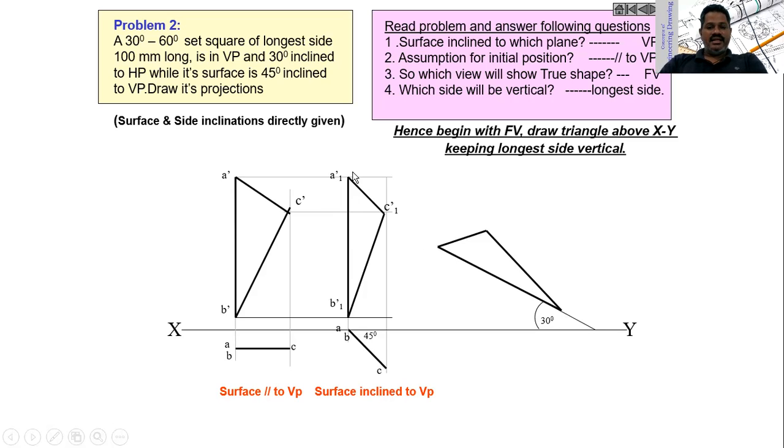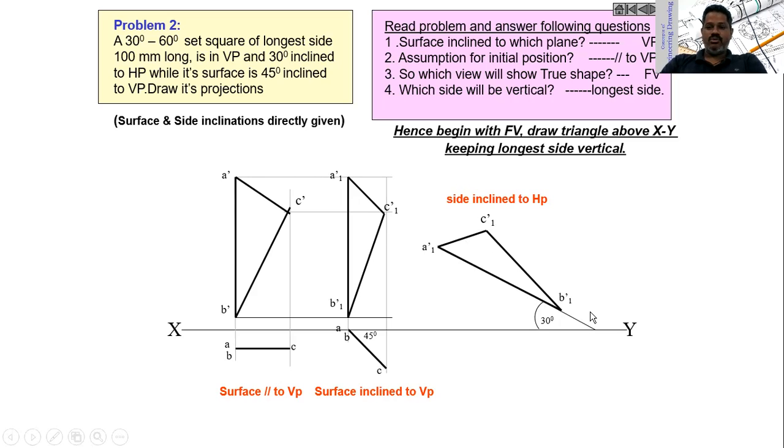Then take B1 C1 as radius and B1 dash as center. Draw an arc here. Then with A1 dash C1 dash as radius and A1 dash as center, intersect the previous arc. You will get an intersection point. Then with all these points you will get the true shape. You will get the shape of the set square when the longest edge is 30 degrees to the horizontal plane. Then this will become A1 dash, B1 dash and C1 dash.